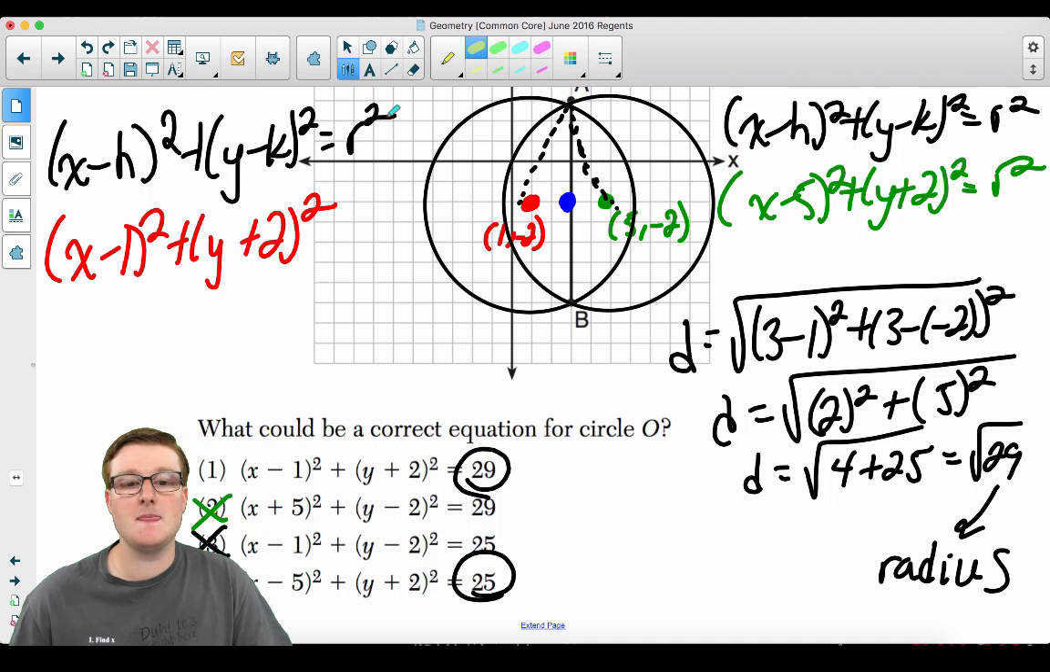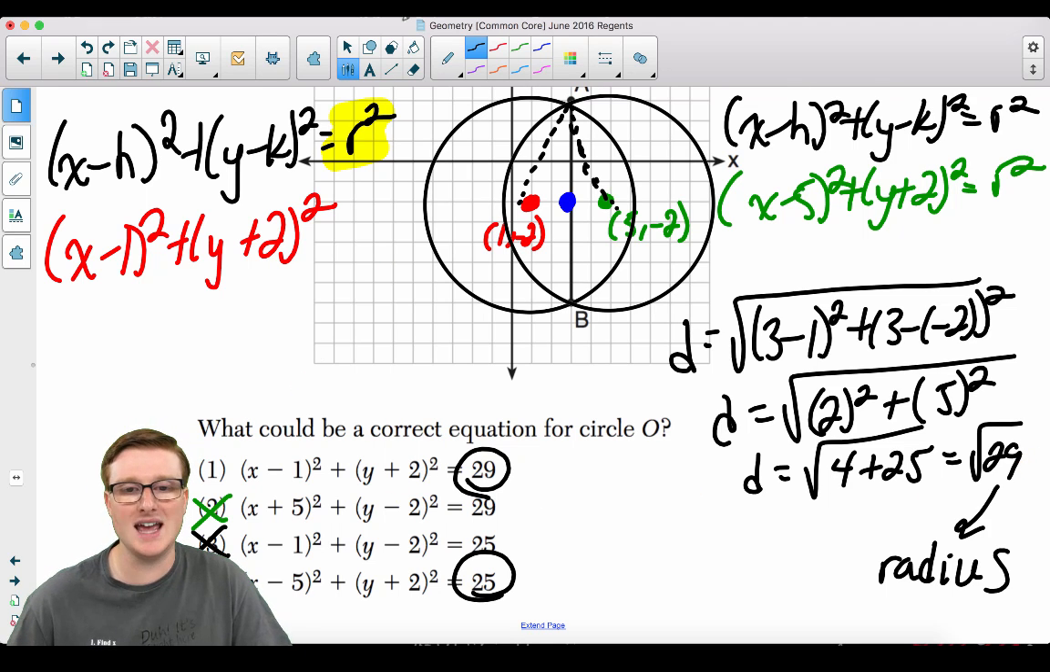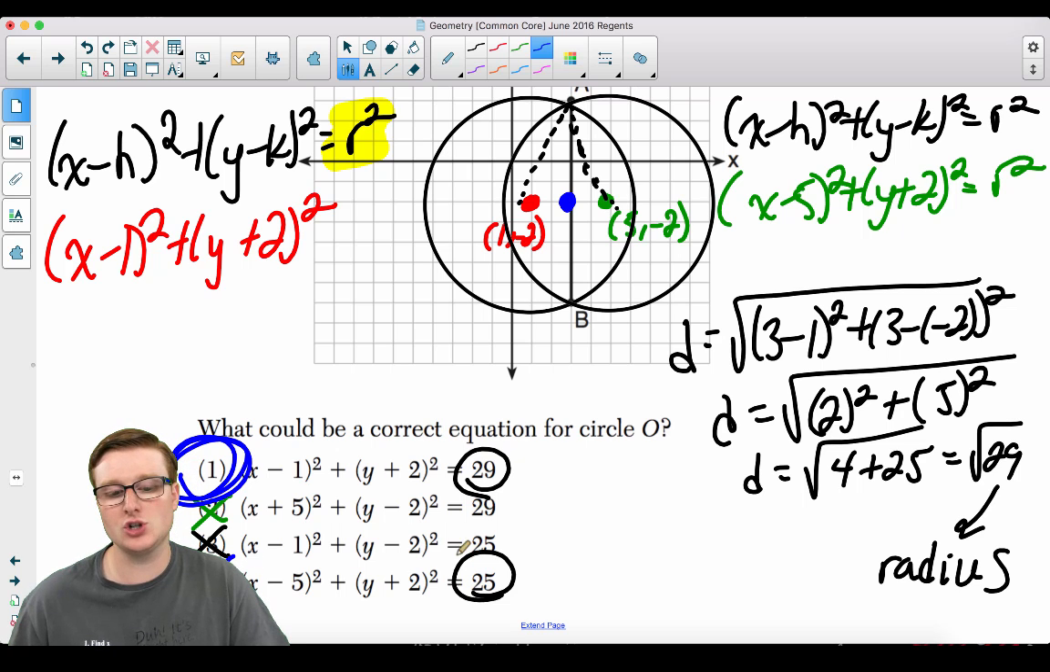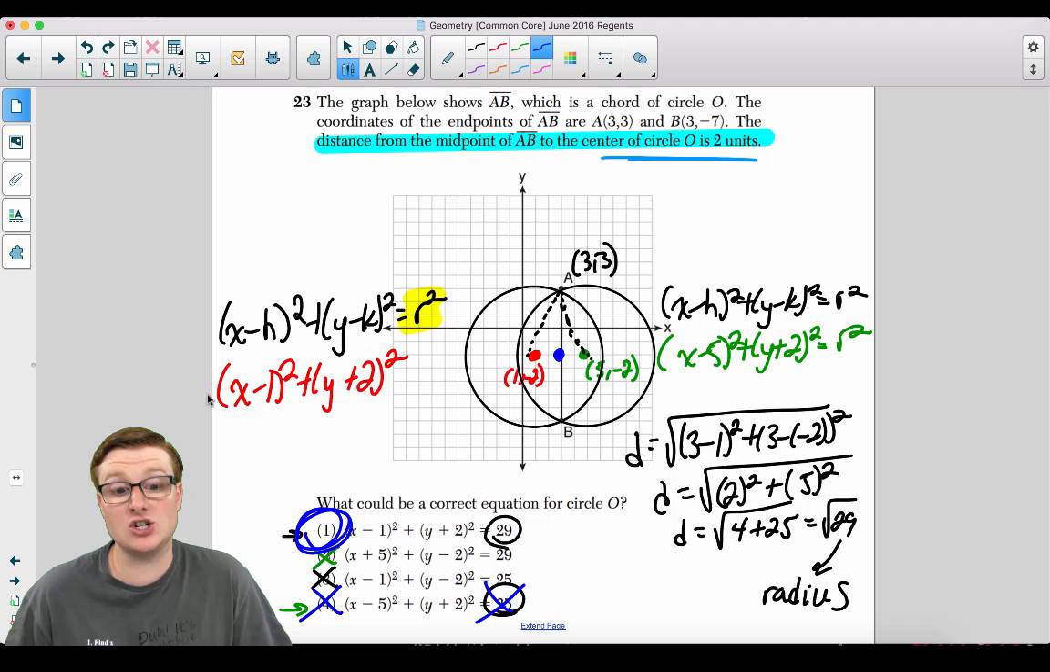In the center-radius form of a circle, this is r squared. So if we take radical 29 and square it, that will give us 29. So the correct answer for this question is going to be choice 1. Choice 4 shows 25, which is not correct. That was a challenging question. All right, so that's going to be choice 1.